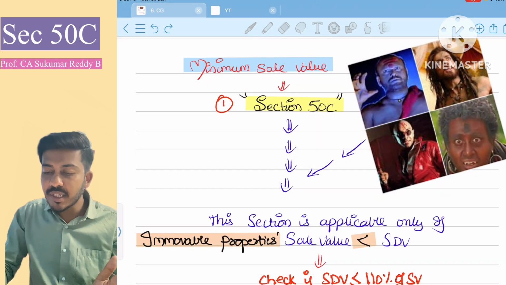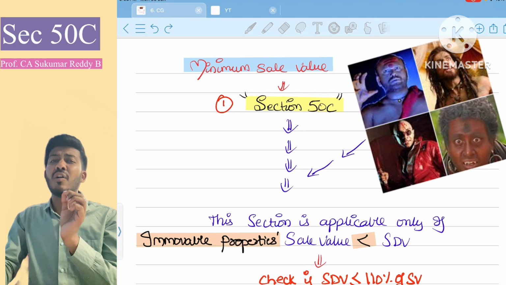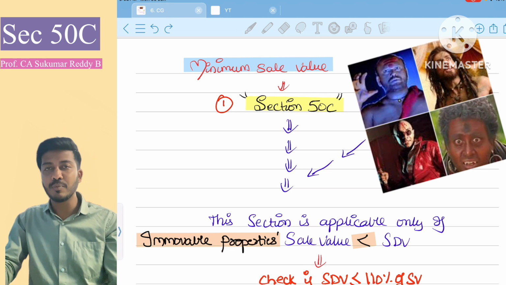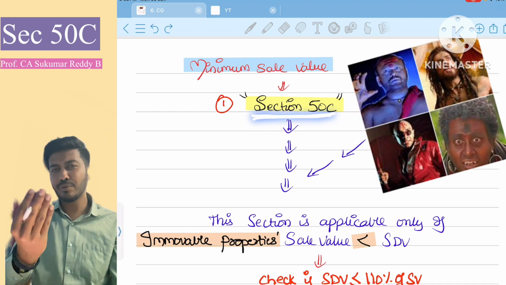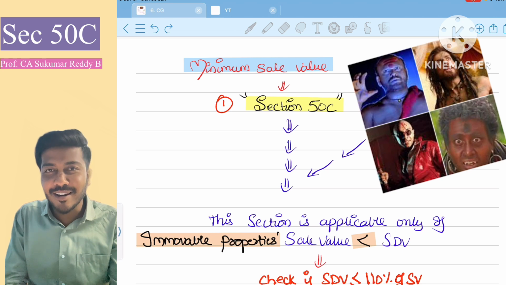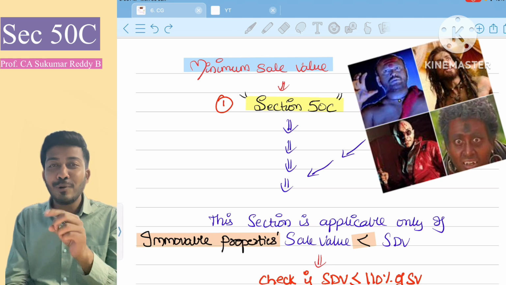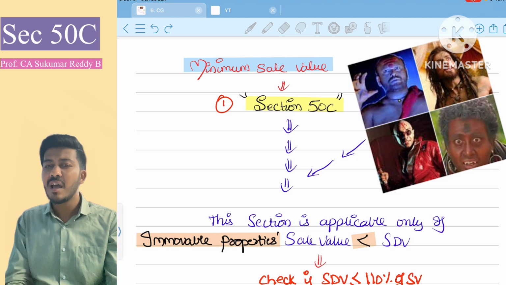Oh wow, see the screen? There are a lot of villains present on the screen. They have done very high justice in their roles, correct, in those particular movies. Similarly, section 50C, I have kept a cute name to section 50C, which is called the Rowdy section. It is going to become the biggest villain to the people who are planning to cheat the department. In what way, sir? What is it actually, sir? We are going to see it.